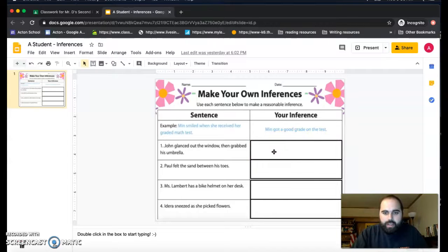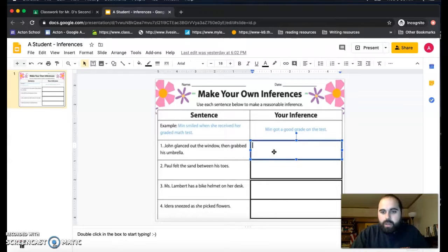If you double click, you'll be able to start writing. And then when you're done, all you have to do is double click on the next box and then you can start writing for the next one. Paul felt the sand between his toes. So what can we say about Paul? Where might he be? Double click on that one, put your answer in.